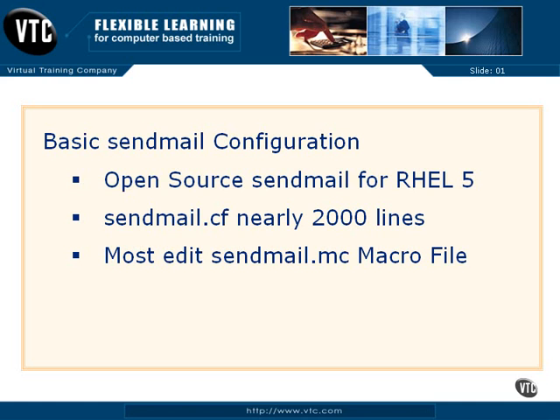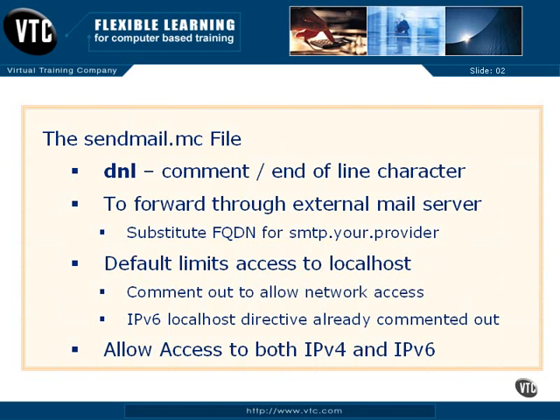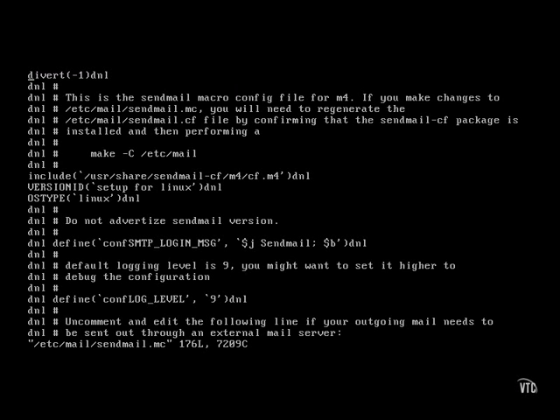It's about 200 lines long, and to set up Sendmail for basic operation, you just have to pay attention to a very few of those lines. Let's open up the default version of this file. Like other Sendmail configuration files, it's available in the /etc/mail directory. Sendmail.mc.